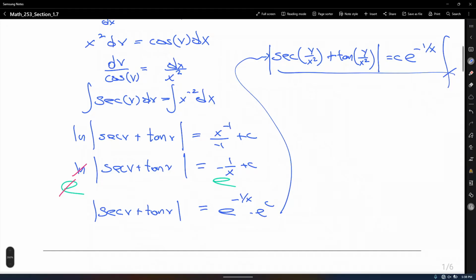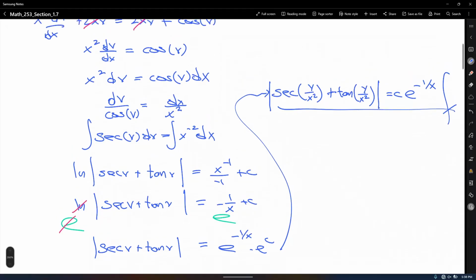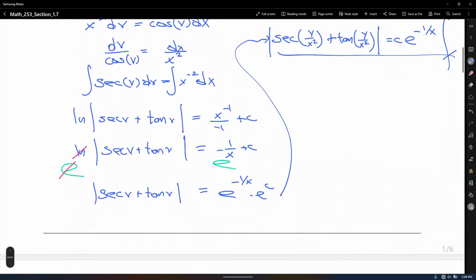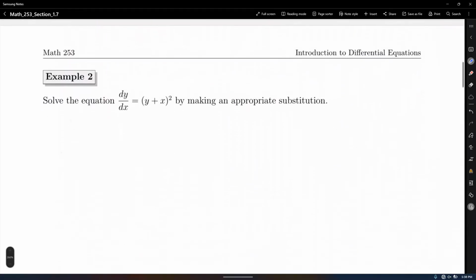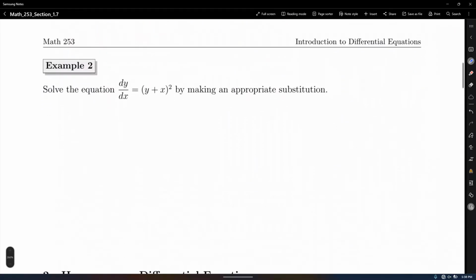Anyway, so that's one example. We do a substitution. In some cases, we're given such a substitution. In some other cases, we have to figure it out. I believe that's what the next exercise is about. All right? Okay. Example number 2. They're asking us to solve the equation dy dx equals y plus x raised to the second power by making an appropriate substitution.